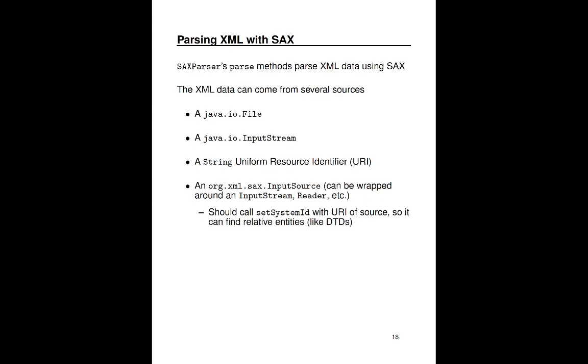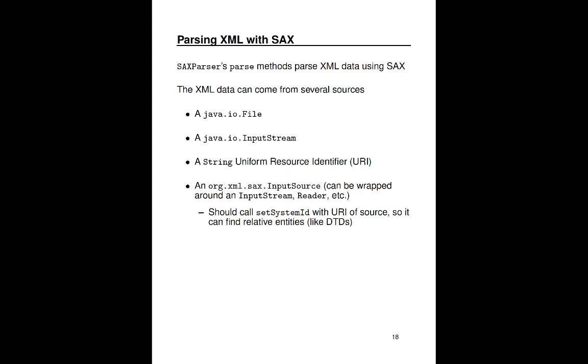Once you've created your SAX parser from the SAX parser factory, you can parse XML by invoking one of the parse methods that are available on that SAX parser. The API supports XML data coming from several sources. It can come from a file or an input stream. Note that these are the standard Java file and input stream classes. This is a great example of code reuse.